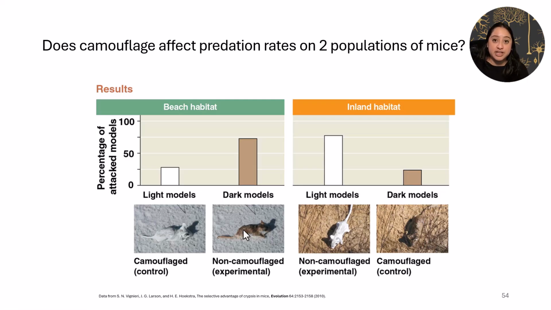And then on the right-hand panel, they're comparing the light models and dark models in the inland habitat. So the light models in this case on the inland habitat that's darker soil were preyed on more and attacked more than the darker models that blended in with their surroundings.